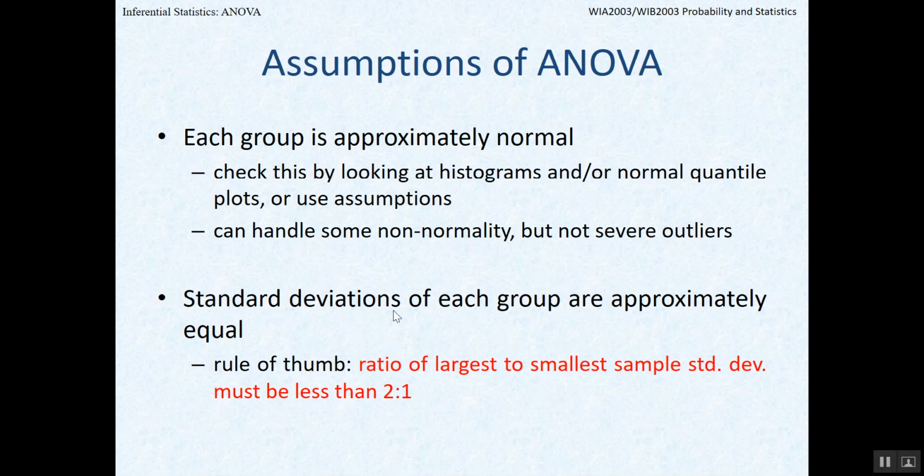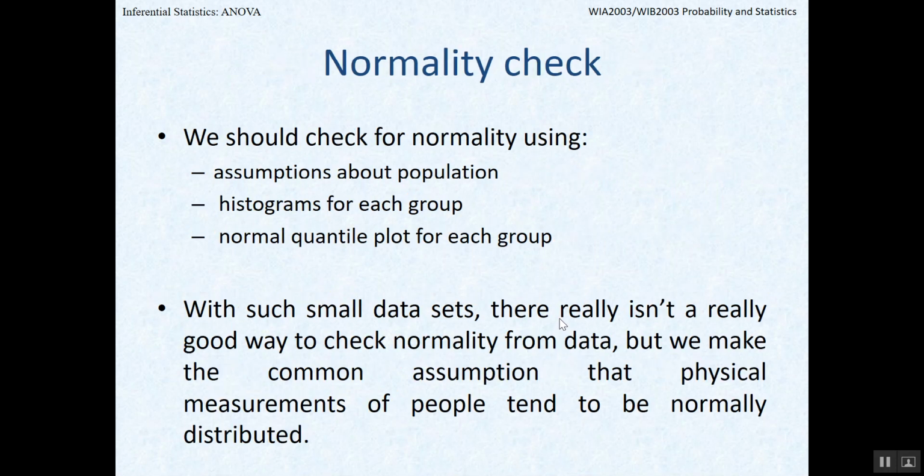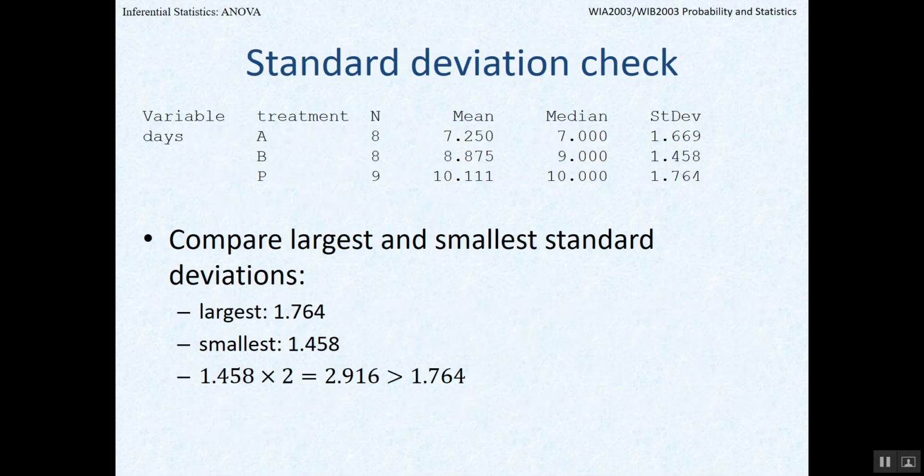Some of the assumptions that you have to follow: the standard deviation of each group is approximately equal. The rule of thumb is that the ratio of largest to smallest sample standard deviation must be less than 2 to 1, which I will show you in the next example. You also can do a normality check by plotting a histogram to see whether the data is in a bell shape or not, or in a normal shape or not.